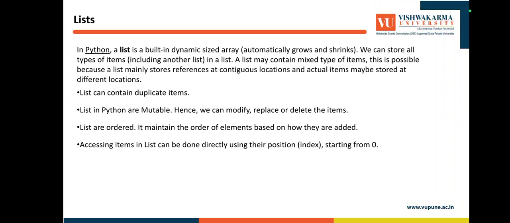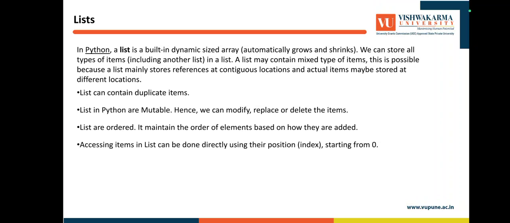List. A list is a built-in dynamic size array which automatically grows and shrinks. We can store all types of items, including another list, in a list. A list may contain mixed types of items. This is possible because a list mainly stores references in contiguous locations, and the actual items may be stored at different locations. A list can contain duplicate items.